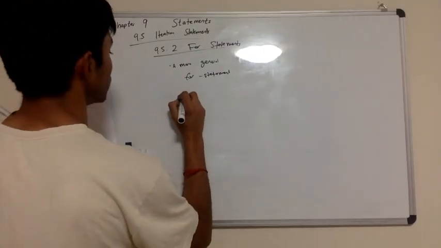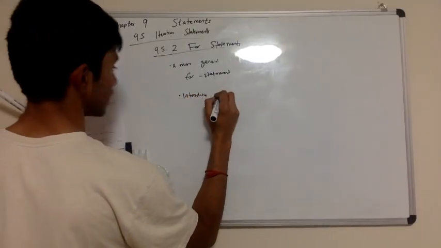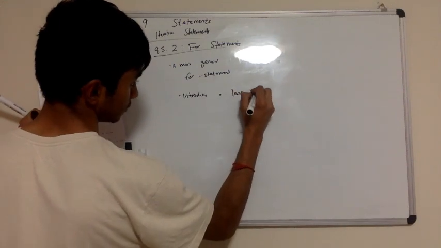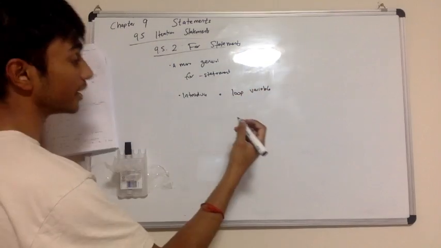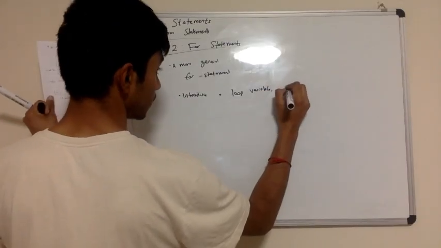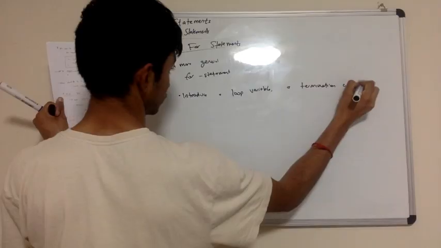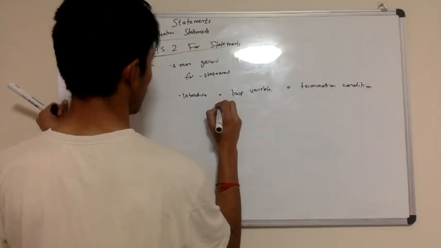In essence, most typically you introduce a loop variable, right? Typically you might see something like int i equals 0. Introduce a loop variable, a termination condition, and an update expression.